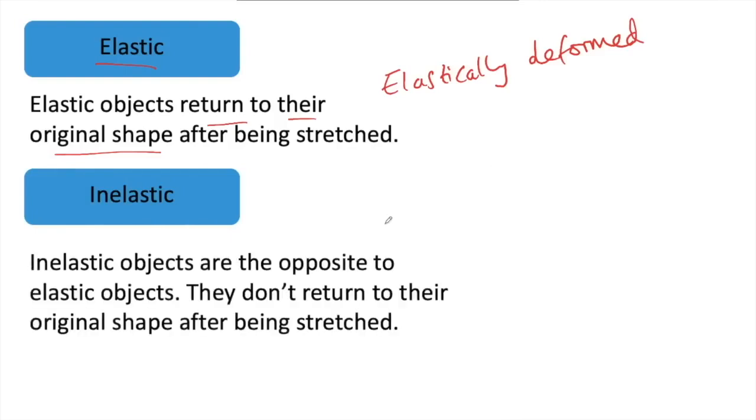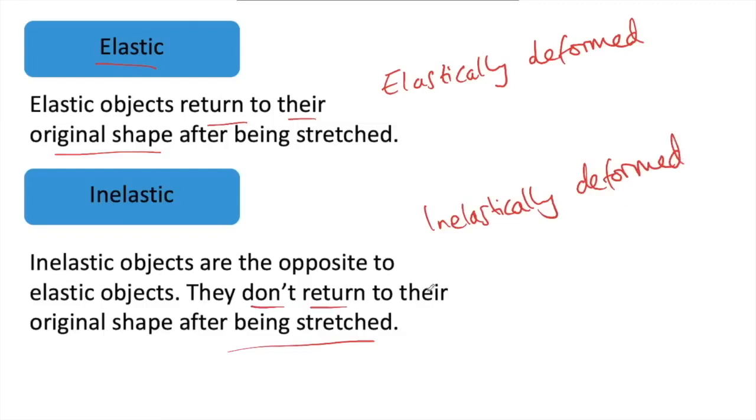Inelastic is the opposite. Inelastic objects are the opposite to elastic objects. They don't return to their original shape after being stretched. So again, we would say an object in this case has been inelastically deformed, and there's no chance of getting it to return to its original shape.